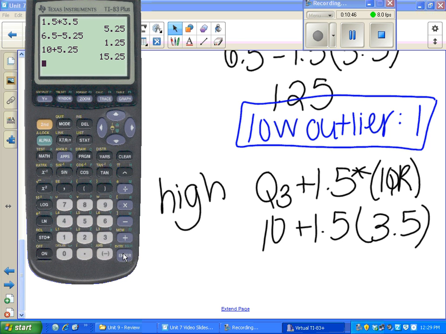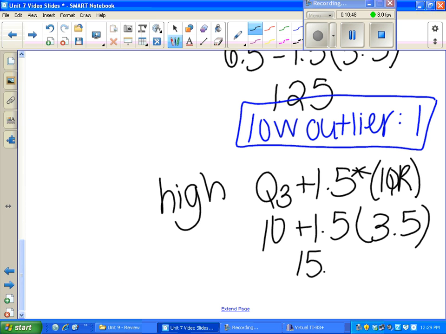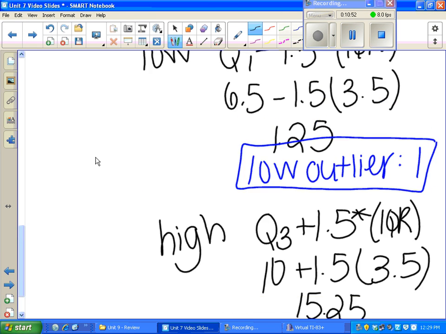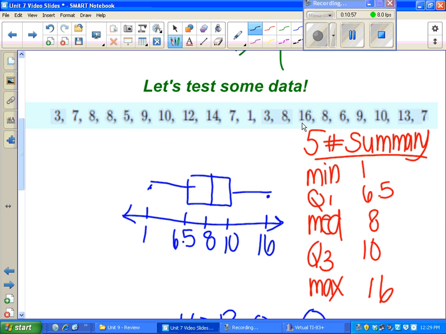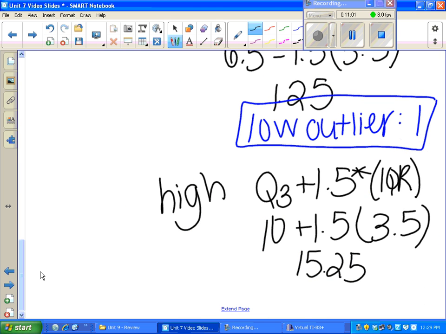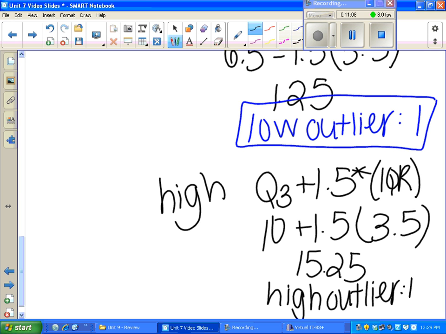So now if any of our data falls above 15.25, we call that a high outlier. So let's take a look back at my data. Anything above 15.25? Yeah, there sure is. There's a 16. All right, there's a 16. So our 16 is our high outlier. So that's kind of the whole process there.